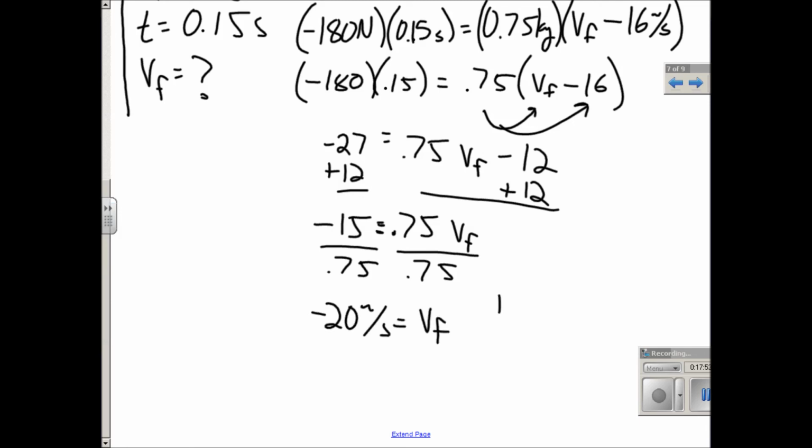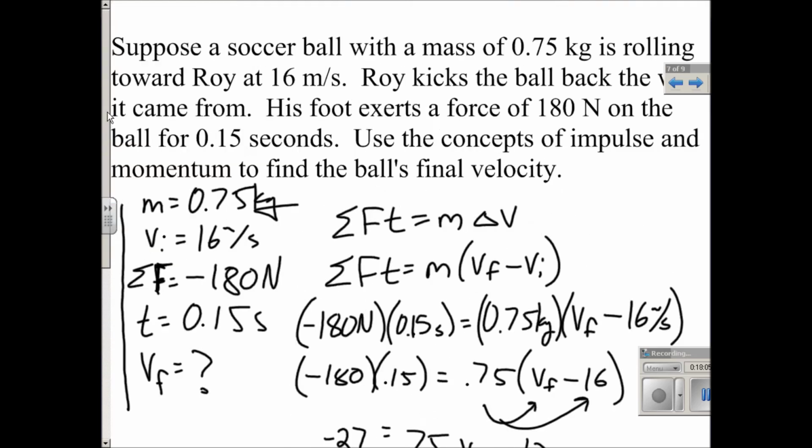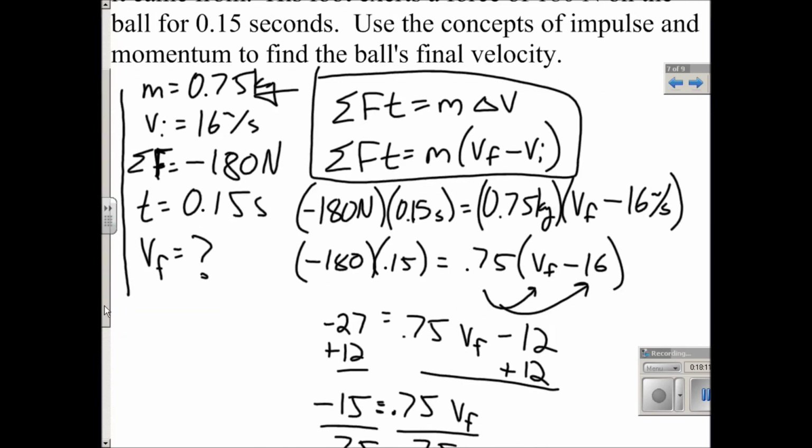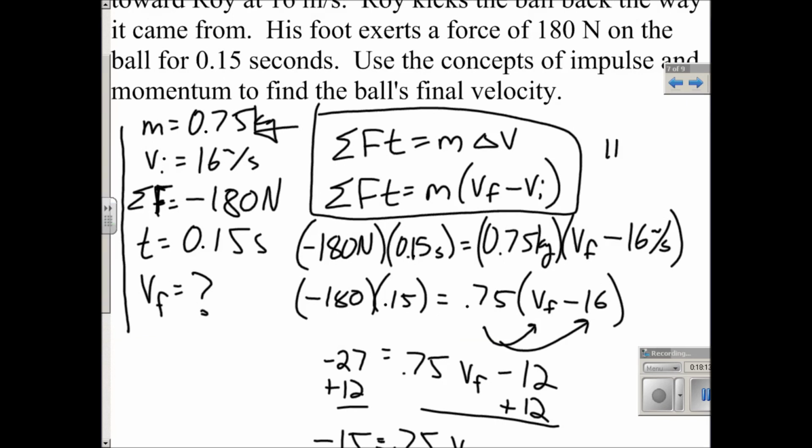All right, why are we happy? Because that's the same answer we got last time we solved it. All right, so again, conceptually, what's going on there is a little more complicated. The big thing I want you to understand is that we started out with this new equation here, either of those, right? And we got the same answer, so we're happy. That means that this equation does, in fact, work.